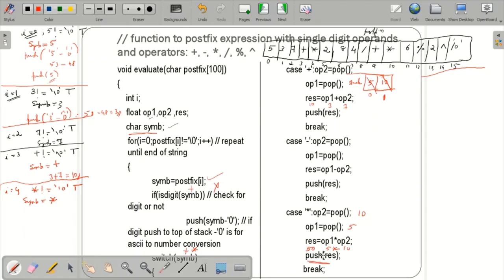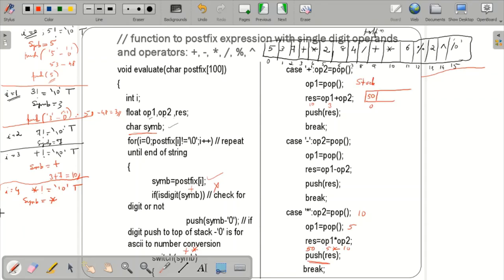Finally, you do the operation. Push the result back to the stack. Now your stack will be having just one value, that is nothing but 50. Now your stack is having 50. Now again it came out of the switch statement.